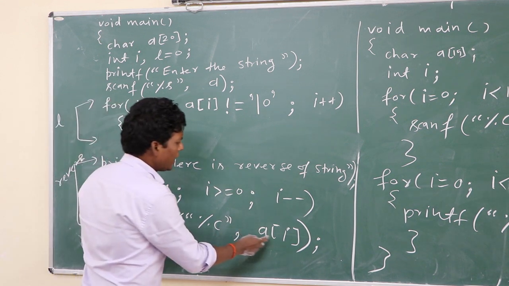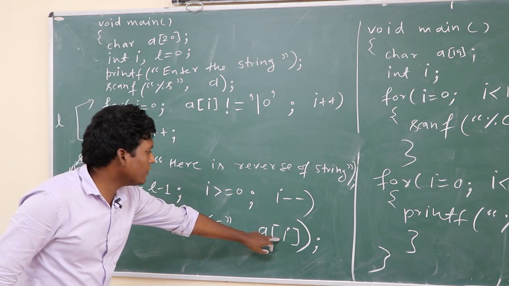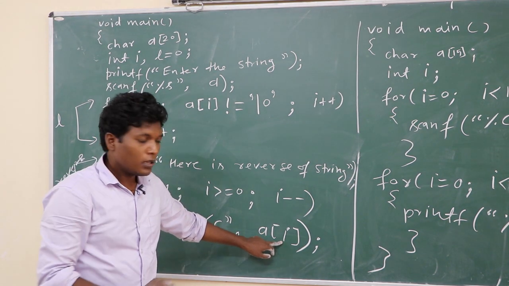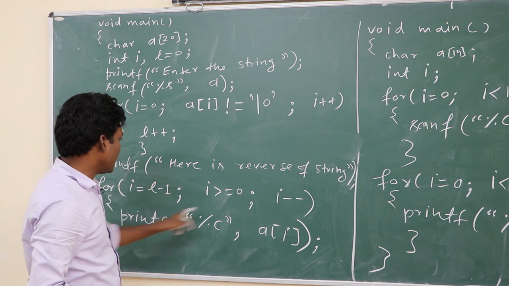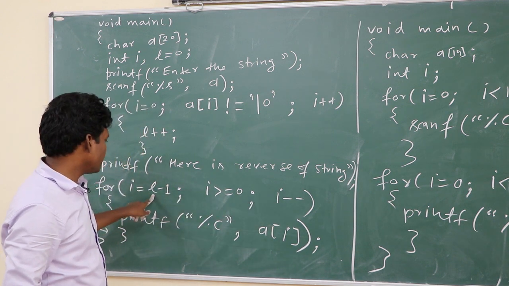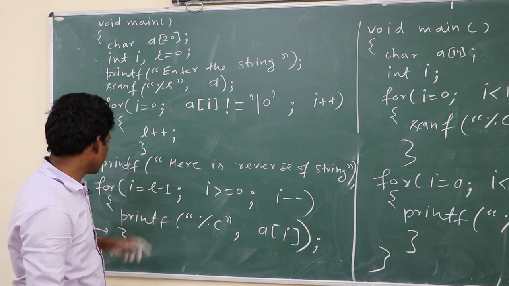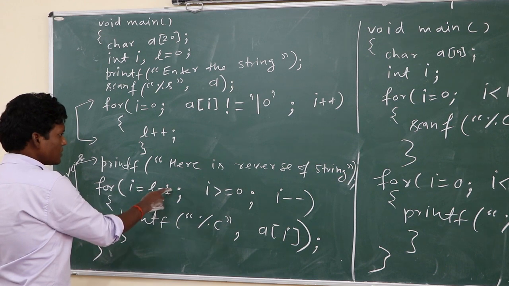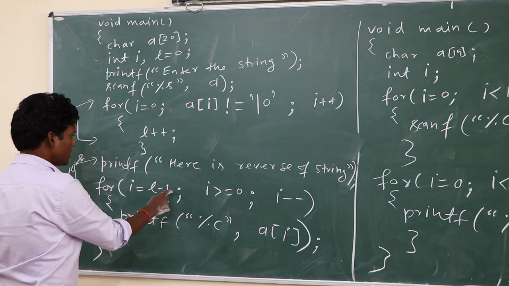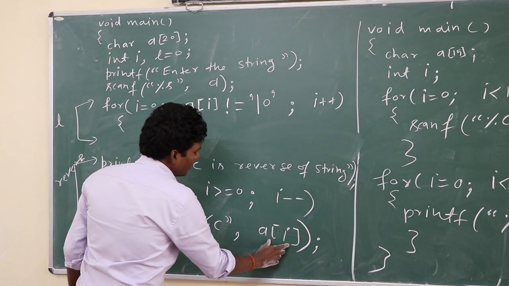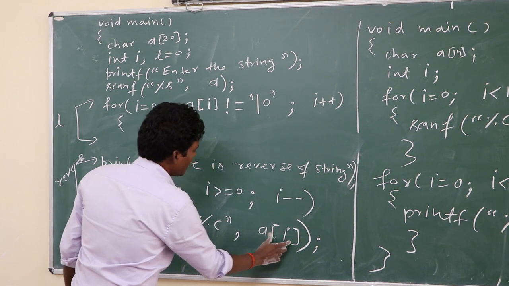printf percent c, a of I. The first time, I is L minus 1, so the last character will be printed. The second time, when I becomes I minus minus, it means L minus 1 minus 1, so here printf prints the second last character.